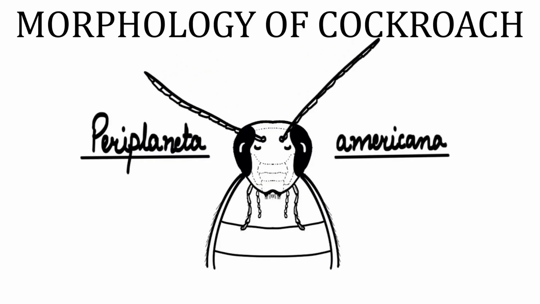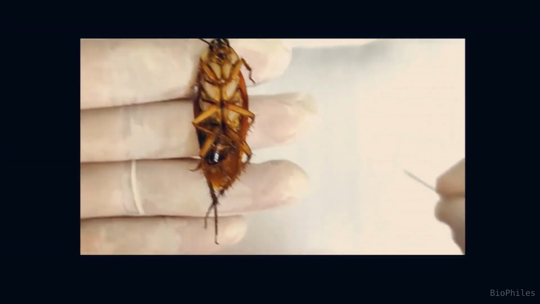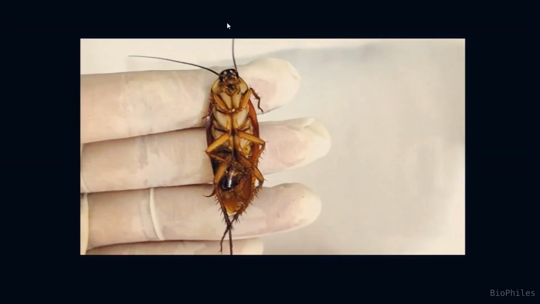In this video, we will be discussing the morphology of Periplaneta americana. Periplaneta americana is also called the American cockroach, and it belongs to the phylum Arthropoda.